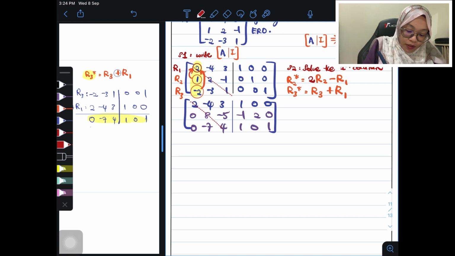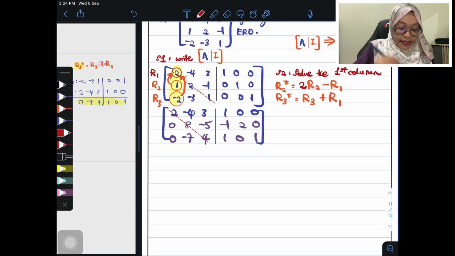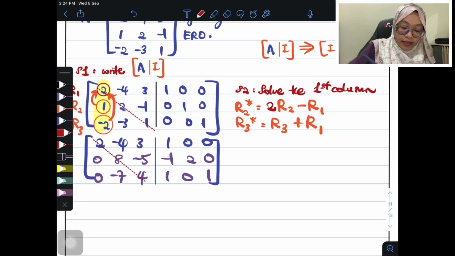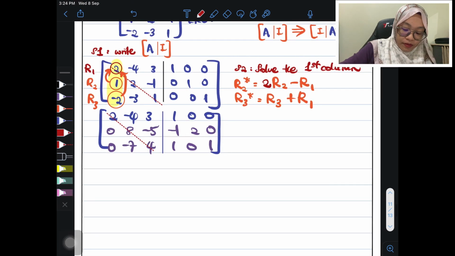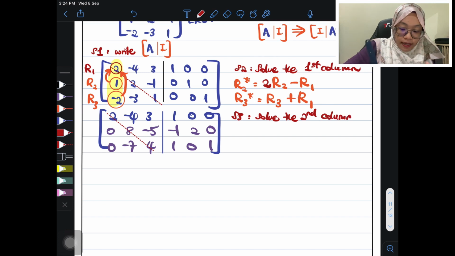So now what's your goal? What's your goal? Okay, you buat dotted line dulu. You buat dotted line, and then you look at the next step, which is we want to solve the second column, which is here must be 0 and here must be 0.